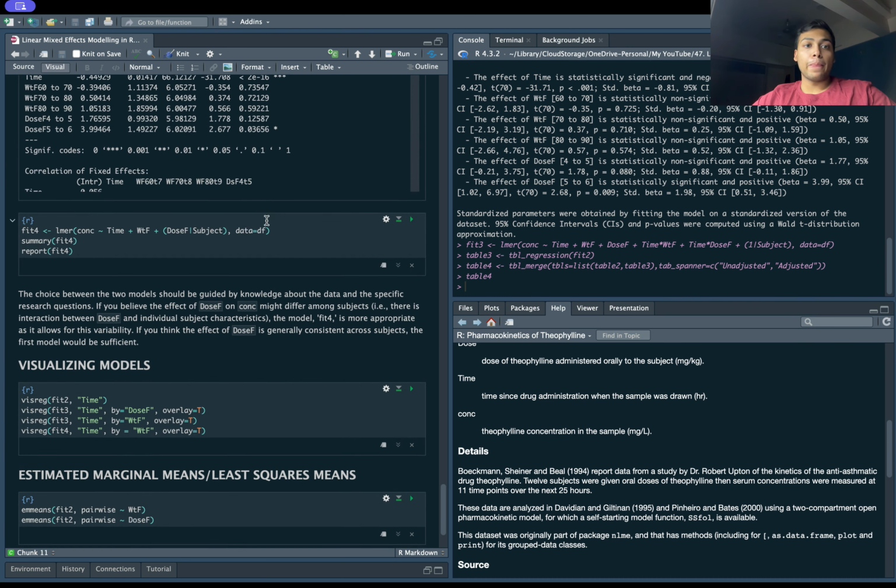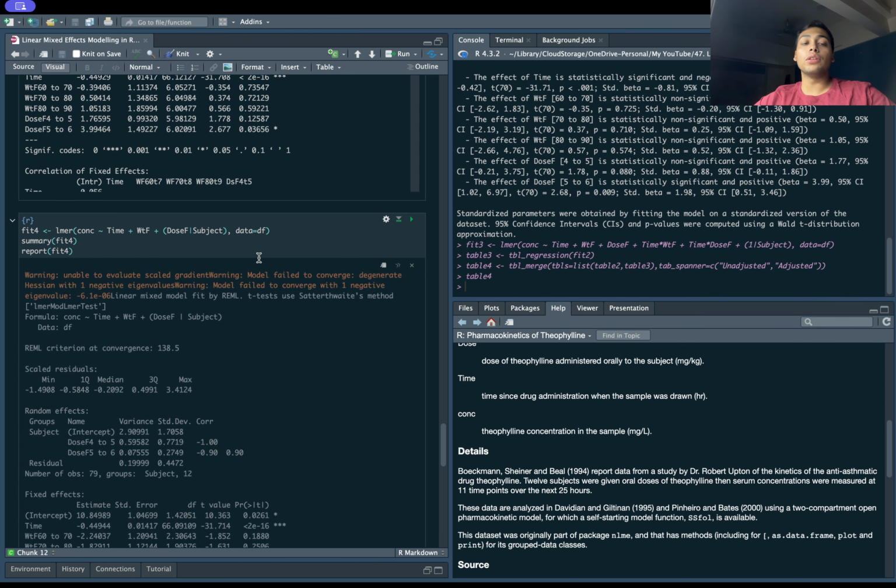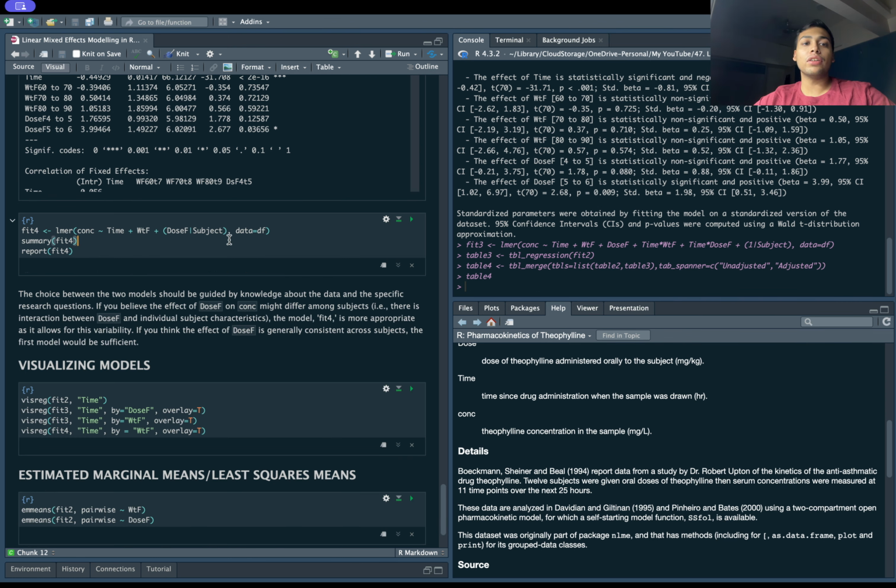All right, now what is this? This is known as a nested random effect. For example, if we have reason to believe that each individual, the dose of theophylline given to each individual, makes a difference in the concentration.